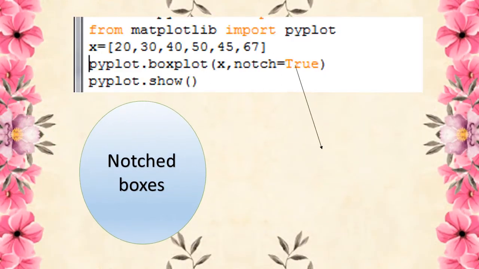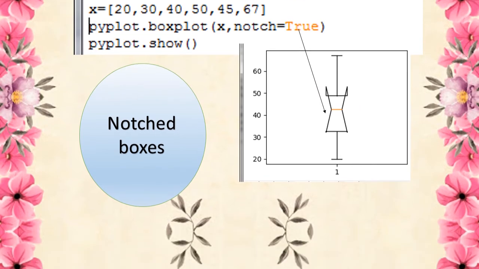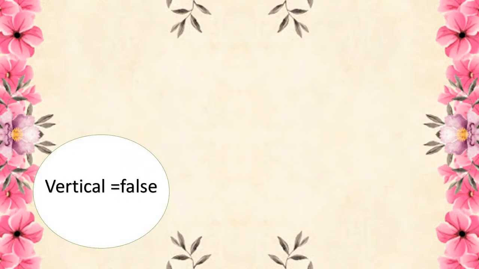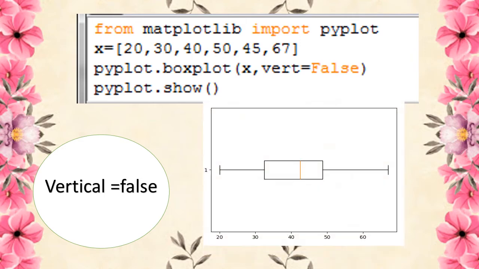And next we can set the notch property in the boxplot method. If you give notch equal to true, the box will be changed like that. And next we can set vert equal to false in the boxplot to display the box plot in a horizontal format instead of vertical. By default it is vertical format, but if we set the vert attribute false, then it will come in a horizontal format.